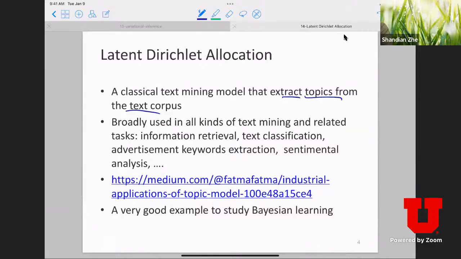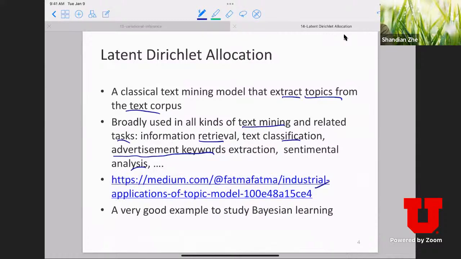It is broadly used in all kinds of text mining and related tasks, like information retrieval, text classification, and advertisement keyword extraction. If you want to build an online advertising system, you need to tell the whole advertising system what kind of keywords you believe are good. The design of keywords is actually very important. They can suggest good keywords for you. And sentiment analysis, how people feel about this type of opinions or things, and so on.